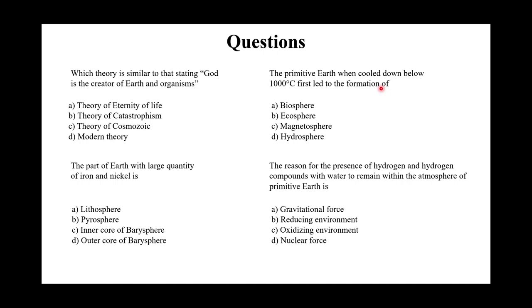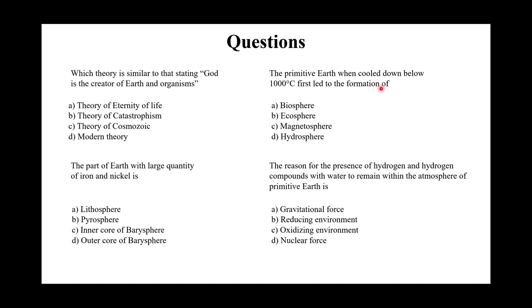And then I had mentioned this point: if there is a reduction in temperature on Earth, what would it have led to the formation of? So biosphere is the layer of Earth which has all the organisms. We are talking about primitive Earth, and it first cooled down to 1000 degrees centigrade.